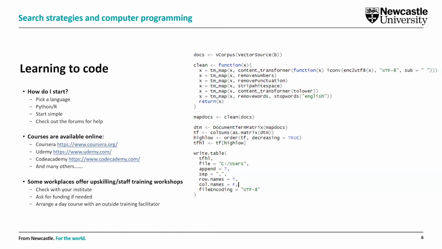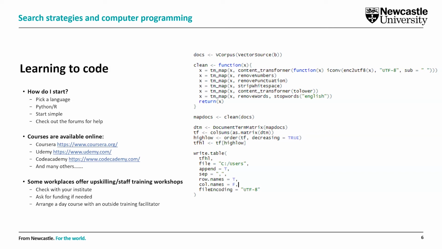So where to start? First of all, pick a language. Python and R are generally considered to be some of the simpler languages. And I would recommend to start with something like this, because you can start simple to learn how to create basic for loops, how to manipulate vectors and matrices, and it's a really good place to start. And a lot of the courses that are available will start with these simple steps, and will talk you through it. There are also forums available, and these are really, really helpful.